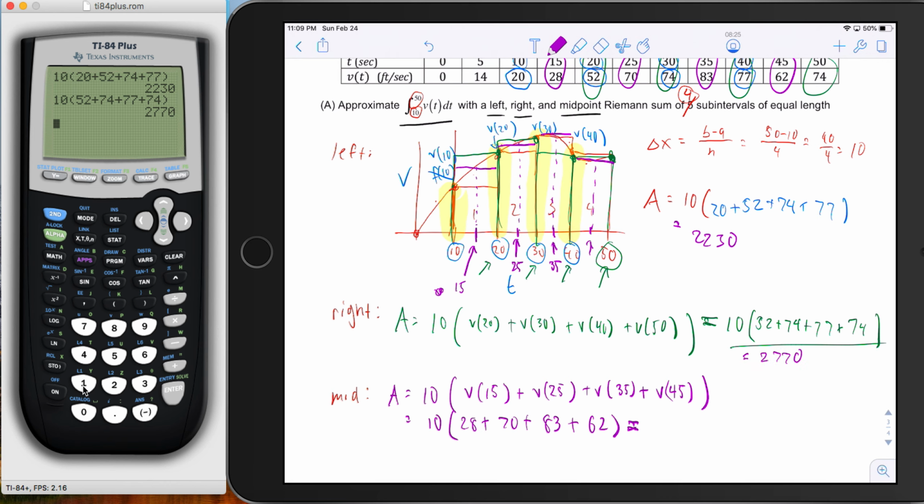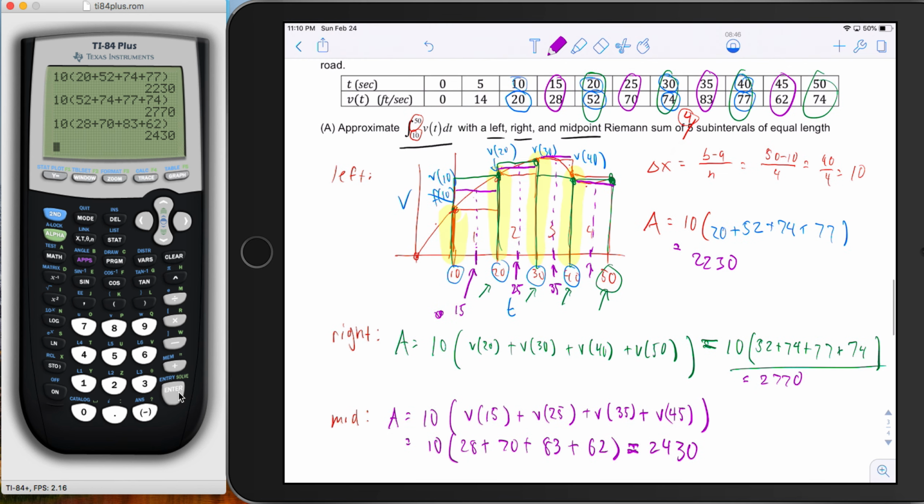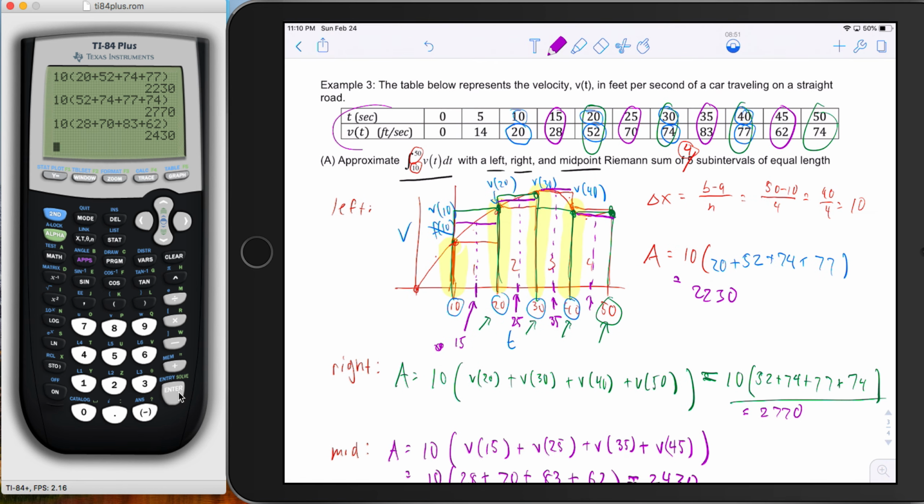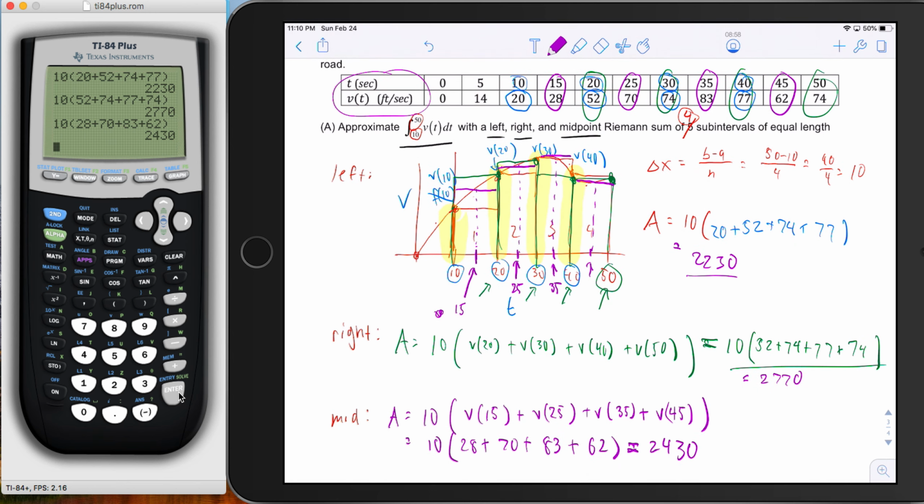And for the last one, we'll have to redo, and we got 28 plus 70 plus 83 plus 62, and we get 2430. 2430. Awesome. So we have approximated this, and because this is a context of a more real life scenario, we can actually find units for these three approximations right here.